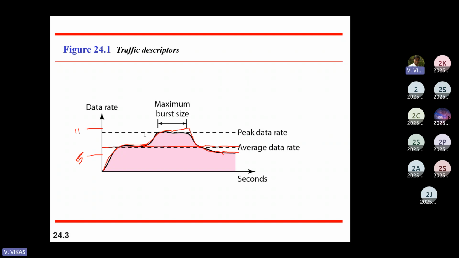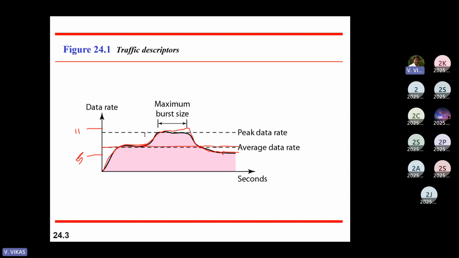Next, we have something called maximum burst size. When we try to allocate network resources, it's okay if we ignore the value of the peak data rate, because we won't consider that as critical for the network. But we need to talk about maximum burst size.